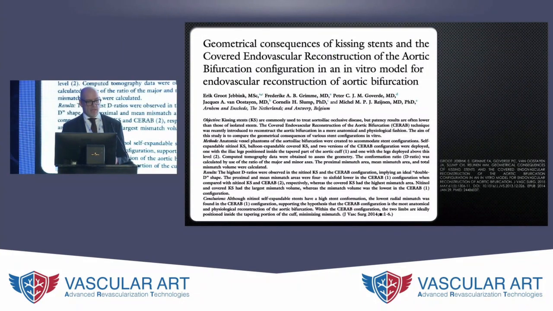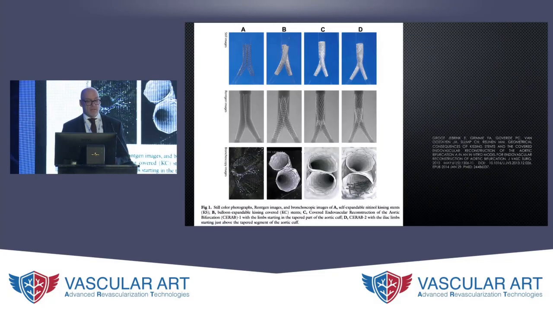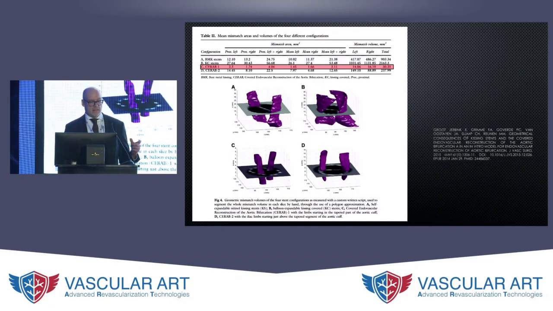in 2030 with Peter Goverde, who described the CERAB technique. And there is a geometrical consequence of the kissing stents and the CERAB technique that we have all seen here, the radial mismatch. But in these papers it was also recommended that the part C here, in which the iliacs are tapered in the tapered area of the aortic stent, is the most interesting part, because the radial mismatch is not that much. And this is the C part here in the CERAB technique.